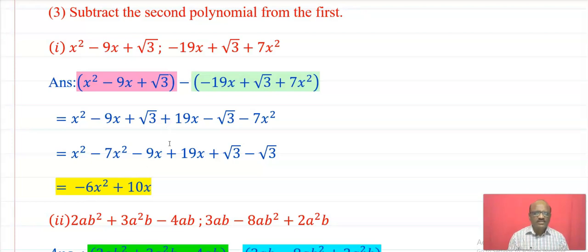What about the x terms? Minus 9x and plus 19x. You will get 10x. And what about the last? That is root 3 plus root 3 minus root 3. Their addition is 0. And in this way, the answer is minus 6x square plus 10x.